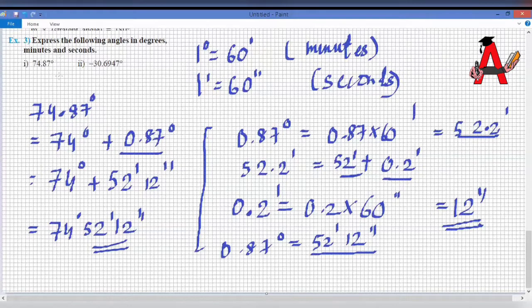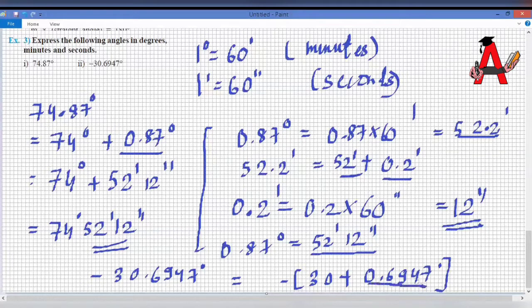A hint for the second question is that you need to write minus 30.6947 degrees is equal to, we will take the minus common, 30 plus 0.6947 degrees. And this 0.6947 degrees, you will do exactly what I did here. First multiply by 60, you will get minutes. Whatever is decimal, multiply by 60, you will get seconds, and try to substitute back. That's all I wanted to complete in this.